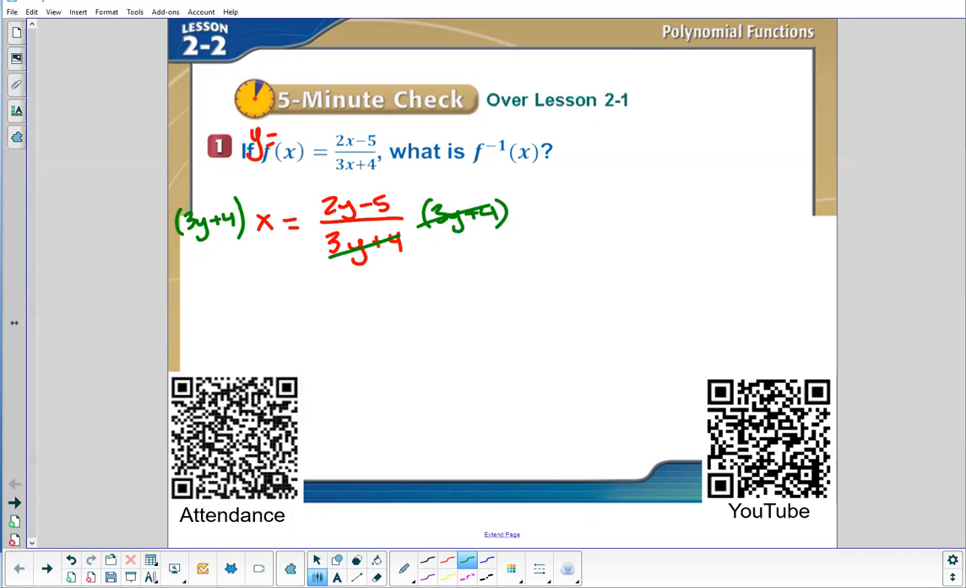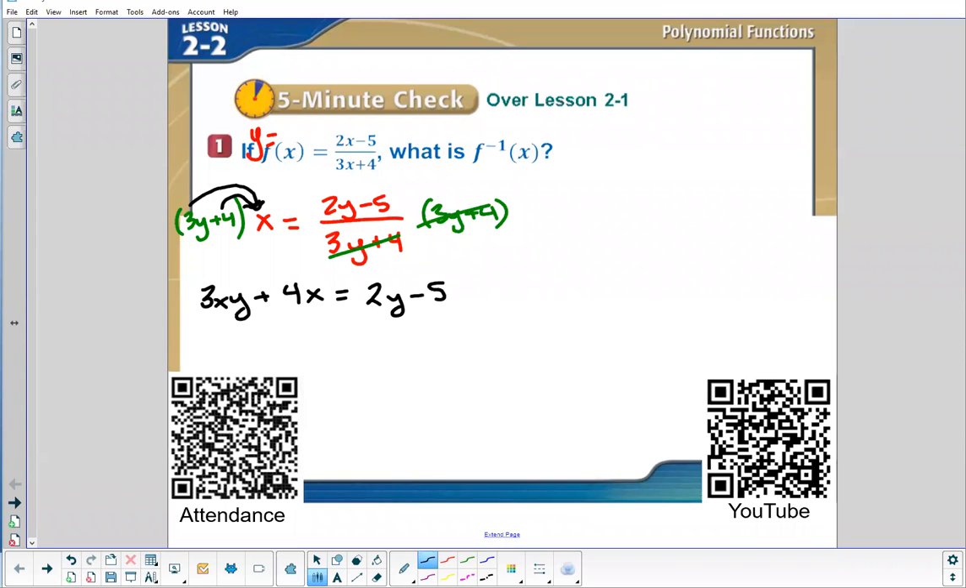I'm going to distribute this over here on the left side. When I distribute here, 3y times x, I'm going to actually write out the order. I'm going to write that as 3xy. And then I have a 4 times x, which is going to be 4x. All that will equal 2y minus 5.